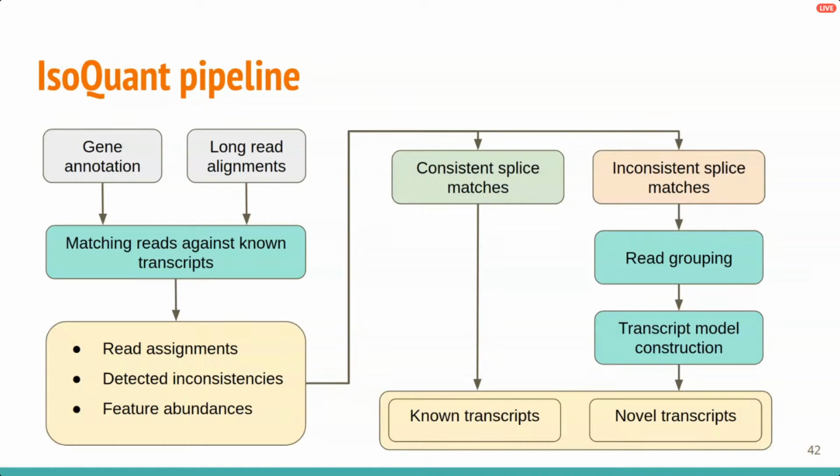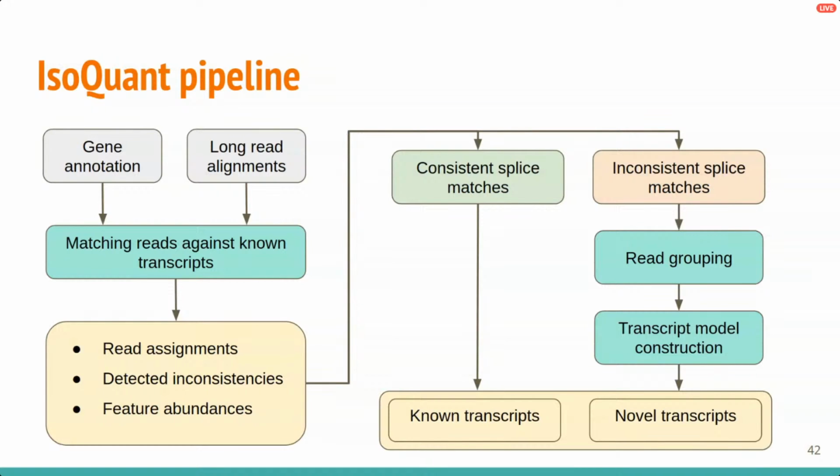Okay, and the second part, of course, people say read classification is important. Yeah, you can say this read belongs to this isoform and this one belongs to another. But usually people want to see transcripts that are expressed in their sample, the expression, and since you have long reads, they also want to see novel transcript models. So what do we do then?